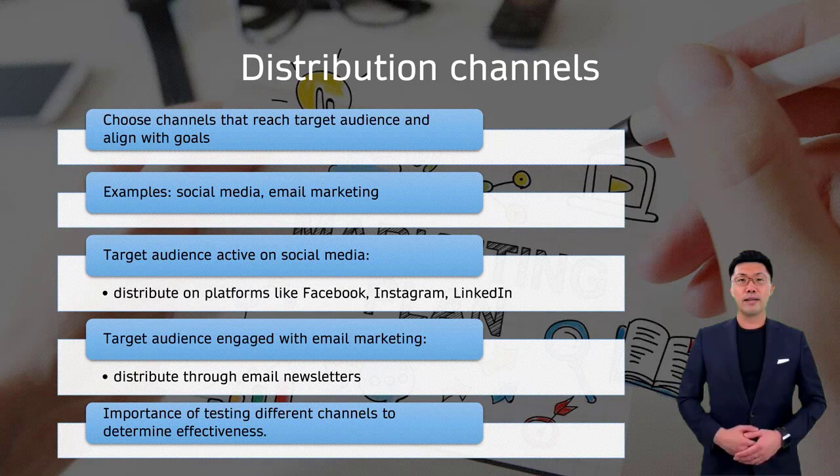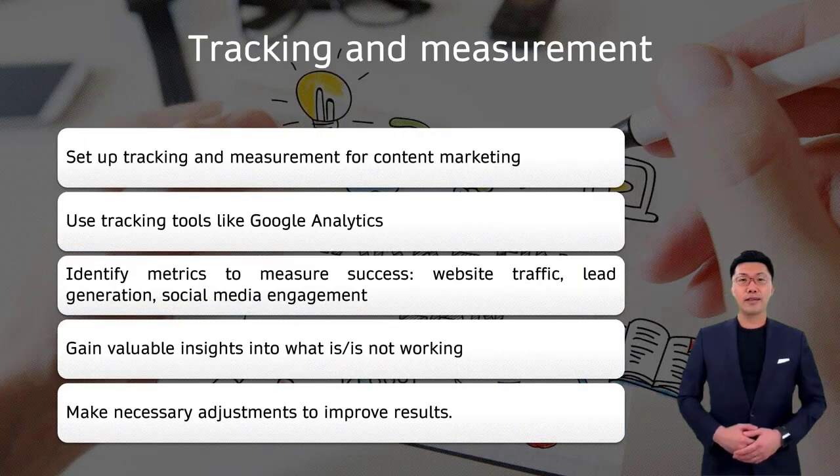It's important to test different distribution channels to see which ones are most effective in reaching and engaging your target audience. Finally, you'll need to set up tracking and measurement for your content marketing efforts. This will involve setting up tracking tools, such as Google Analytics, and identifying the metrics that you will use to measure the success of your content marketing efforts, such as website traffic, lead generation, and social media engagement. By tracking and measuring your content marketing efforts, you can gain valuable insights into what is and is not working, and make any necessary adjustments to your strategy to improve your results.